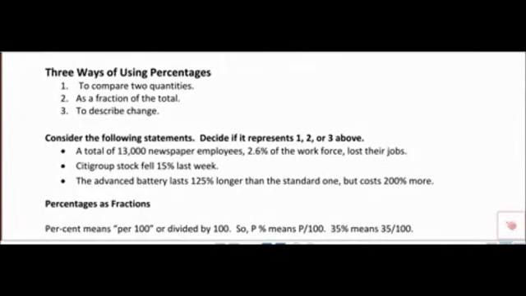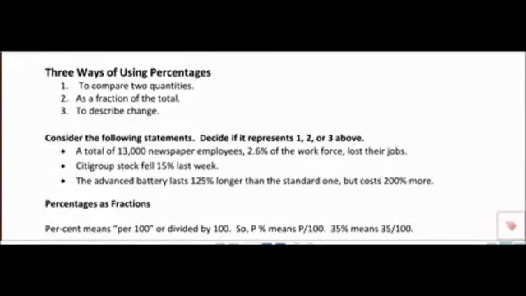We can use them to compare two quantities. A percentage is just a fraction of the total. And we can also use them to describe change. So consider the following statements. A total of 13,000 newspaper employees, 2.6% of the workforce, lost their jobs. So let me state that over. A total of 13,000 newspaper employees, 2.6% of the workforce, lost their job.